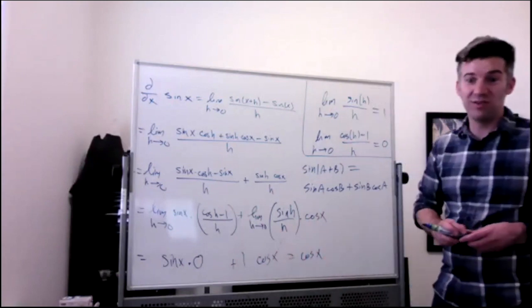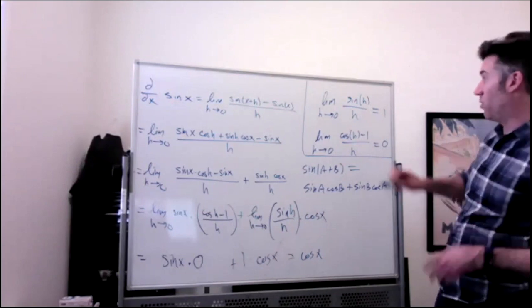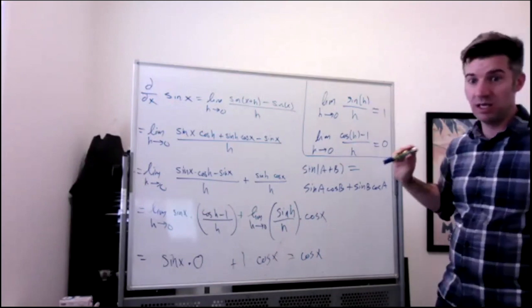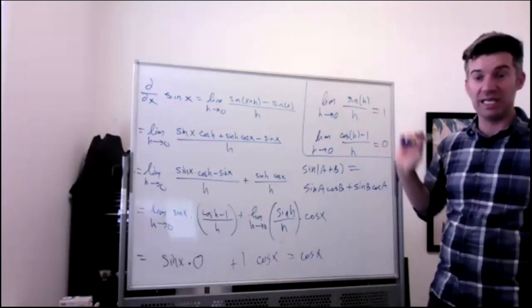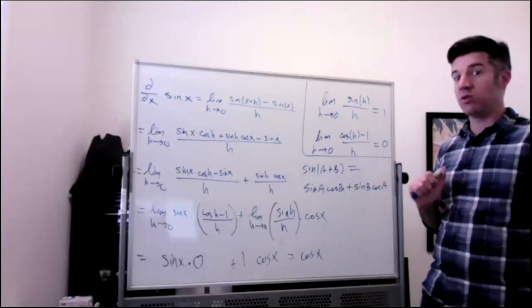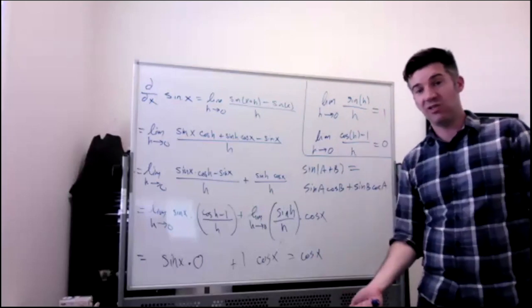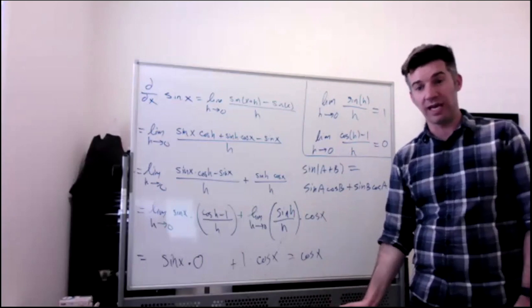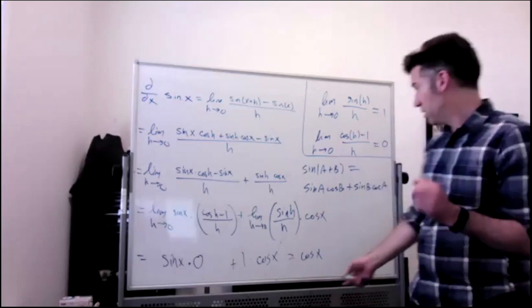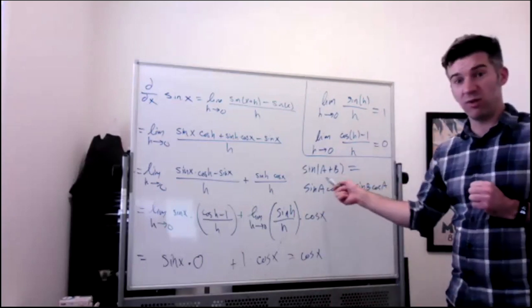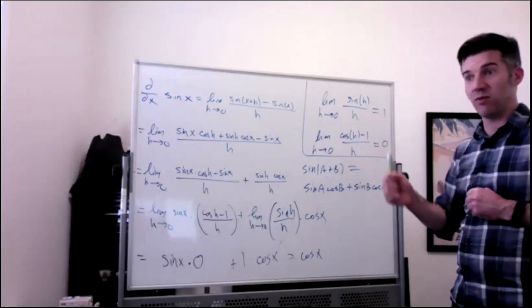So that's how you use the limit definition along with these specific limits to show that the derivative of sine is equal to cosine. And you can do very much the same thing to show the derivative of cosine is equal to negative sine. The only difference is instead of using the angle sum formula for the sine function, you have to use the angle sum formula for the cosine function.